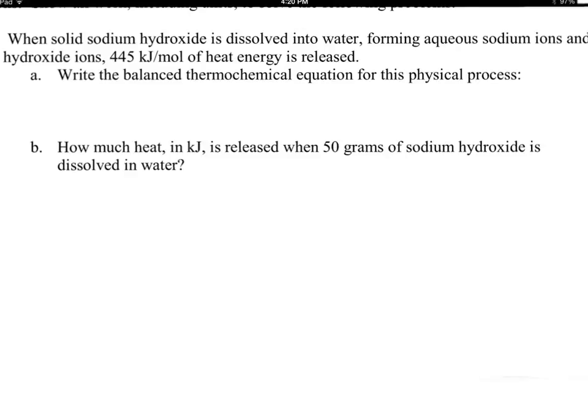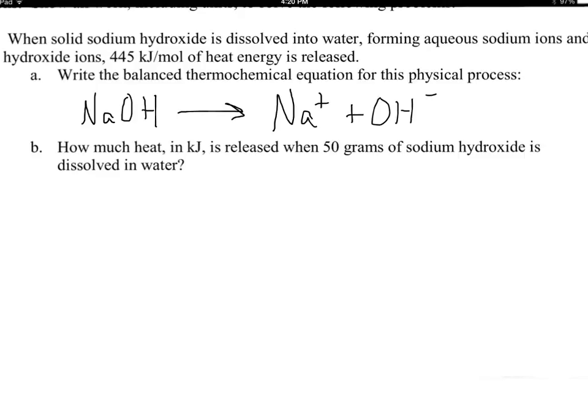So, basically we have sodium hydroxide, okay? It's dissolved in water. We don't even have to include the water. It happens in water, but we don't have to actually show the water to form sodium ions and hydroxide ions. And it releases energy, so we can look at this as a delta H equal to negative 445 kilojoules per mole. So that's the first step.